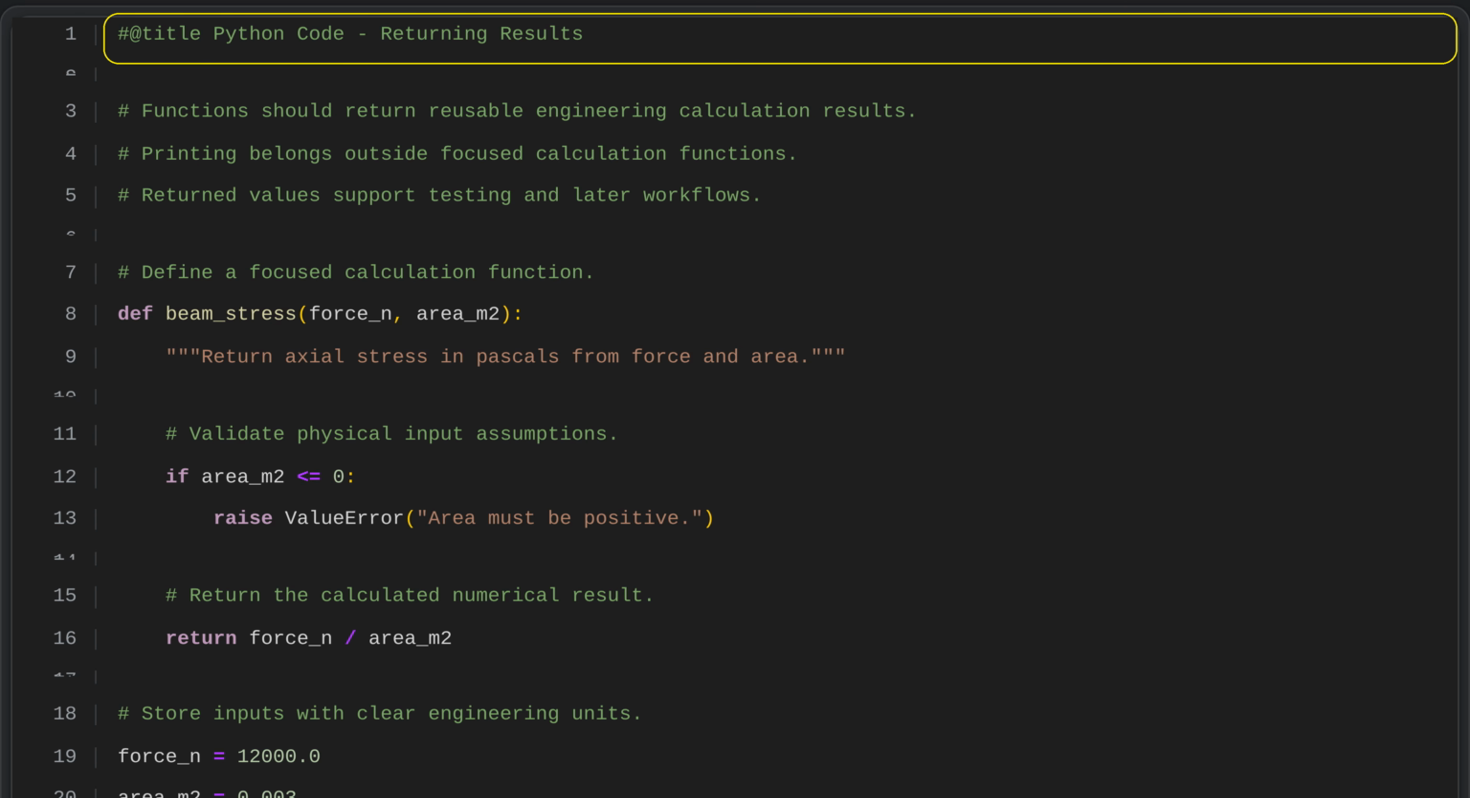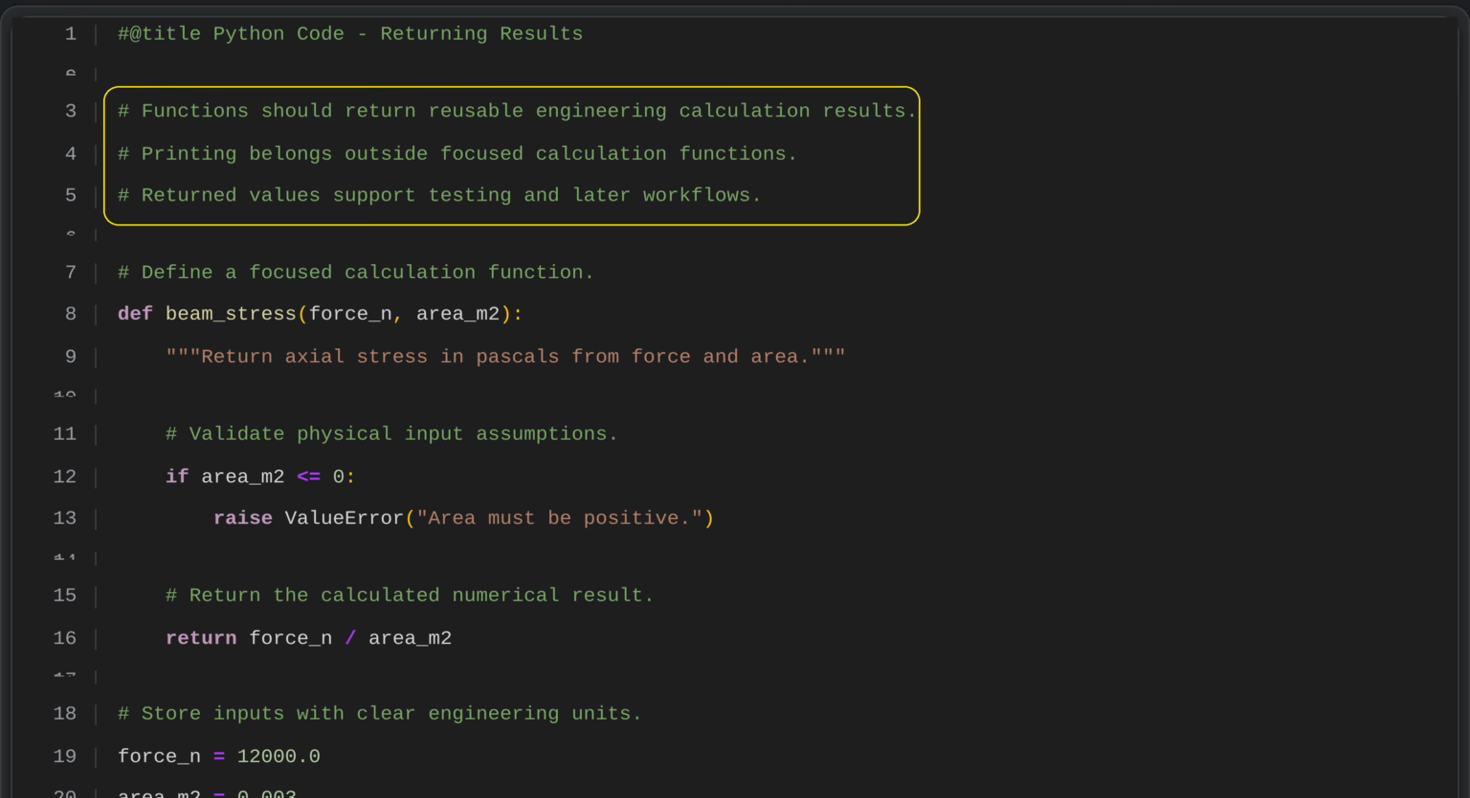Python code, returning results. Focused calculation functions should return reusable engineering results rather than print them directly. Keeping printing outside these functions makes the results easier to test and use in later workflows.